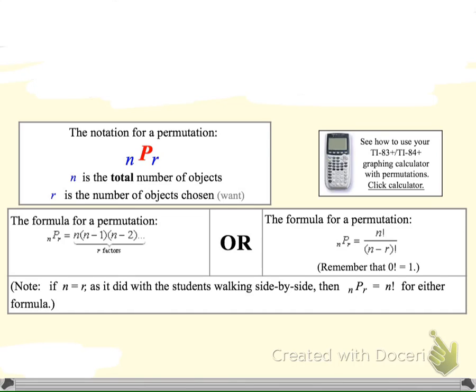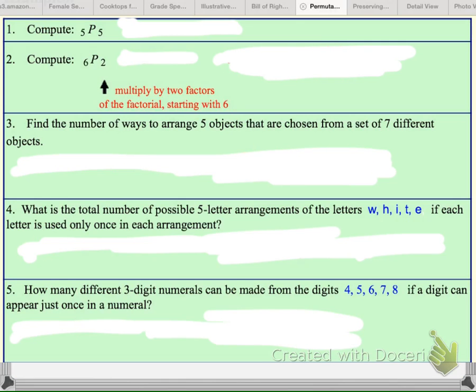They're also showing you over here another way to do it, and you're going to see both in examples. It is to do N factorial, that's the number of objects, divided by N minus R, where remember R is the number of objects chosen or wanted. Okay, so let's go on to the next one.